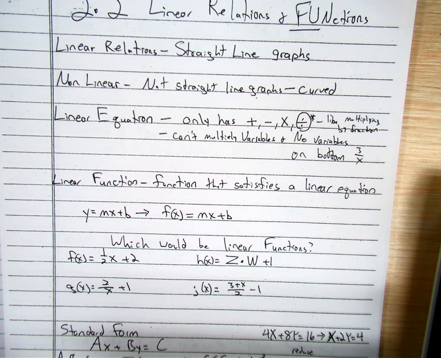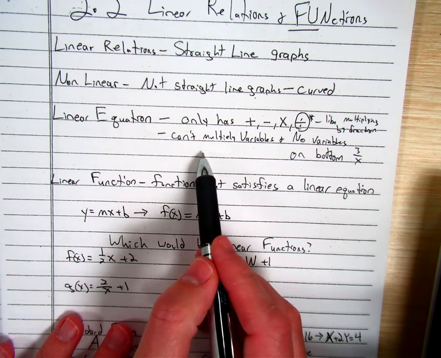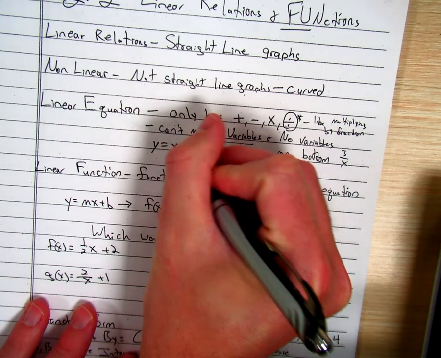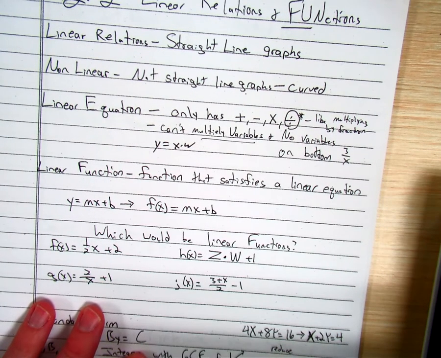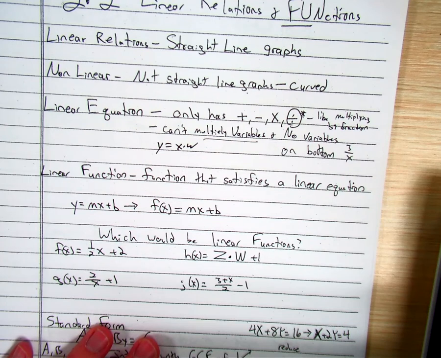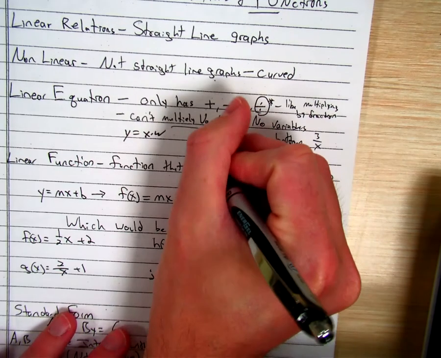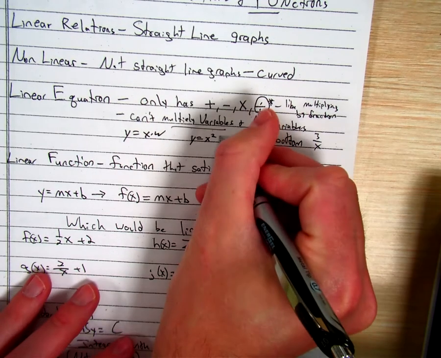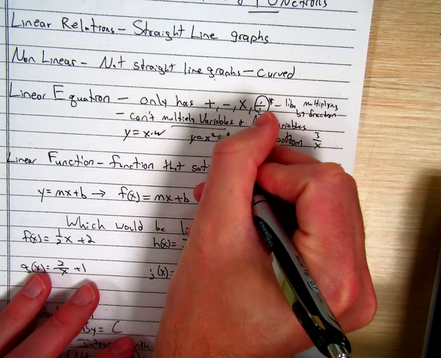Rules that you can't do: we can't multiply variables together. So no y equals x times w. In a 3-variable system like that, that's going to produce a curve. And no y equals x squared, because that's x times x, and we know that's not a straight line graph. That's going to produce a curve as well.